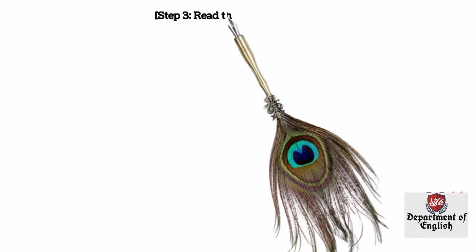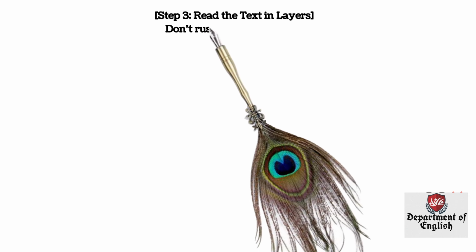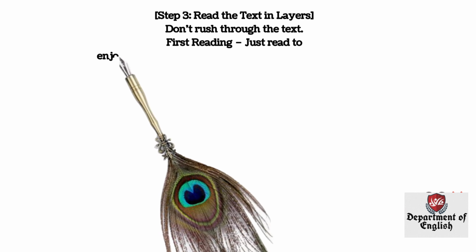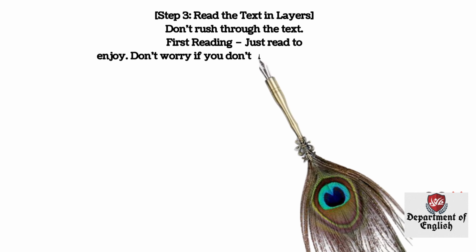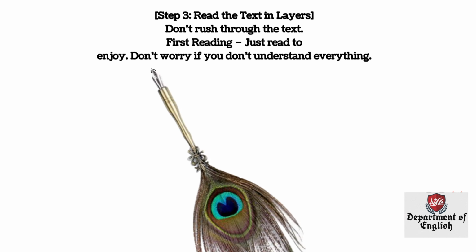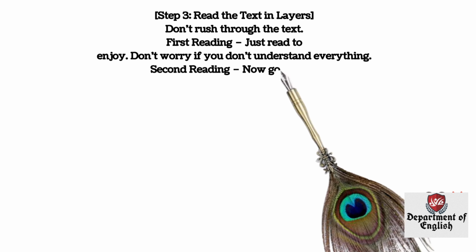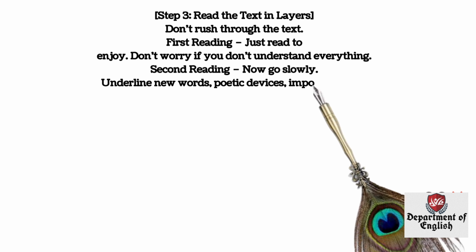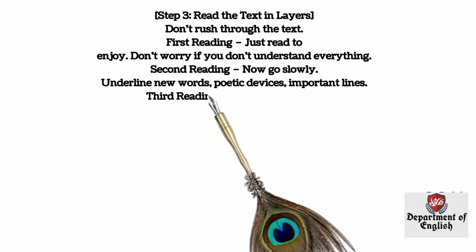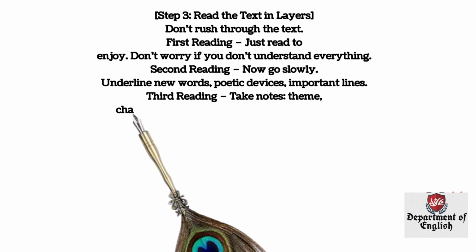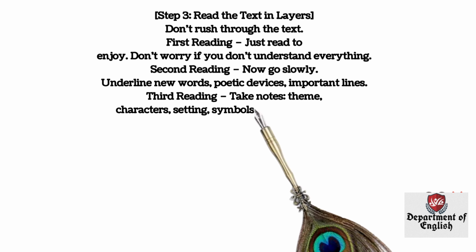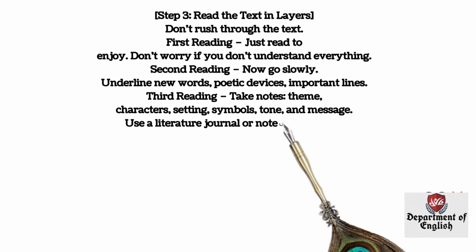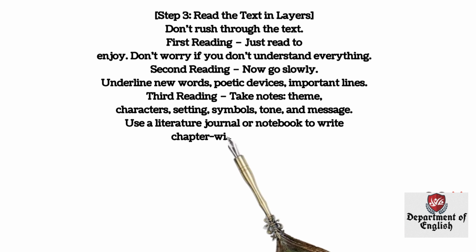Step 3. Read the text in layers. Don't rush through the text. First reading. Just read to enjoy. Don't worry if you don't understand everything. Second reading. Now go slowly. Underline new words, poetic devices, important lines. Third reading. Take notes. Theme, characters, setting, symbols, tone, and message. Use a literature journal or notebook to write chapter-wise summaries.